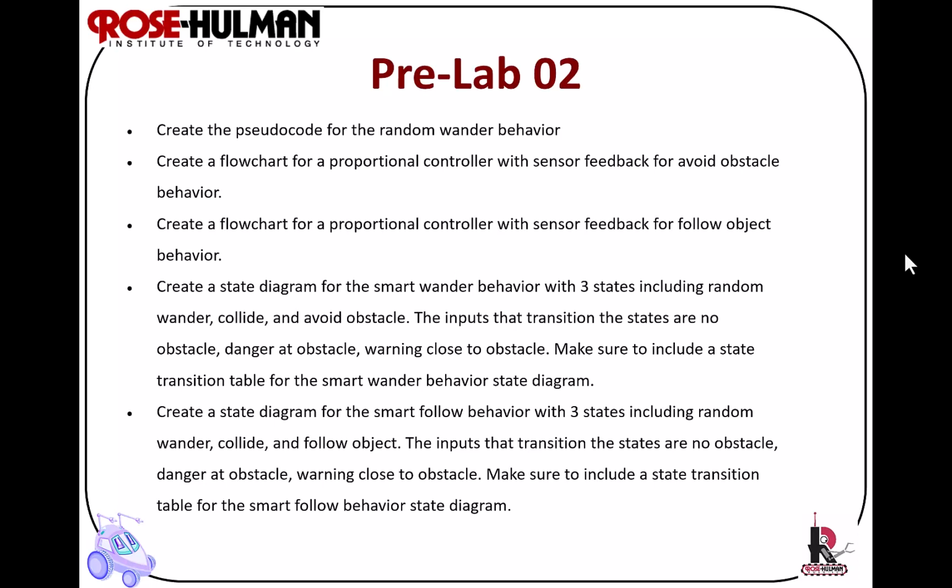Then you're going to create a state diagram for the smart follow behavior with 3 states, including random wander, collide, and follow object, with the inputs same as before: no obstacle, danger at obstacle, warning close to obstacle, and a state transition table for the smart follow behavior state diagram.